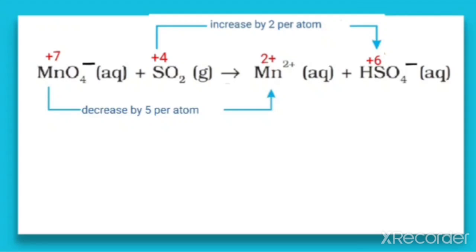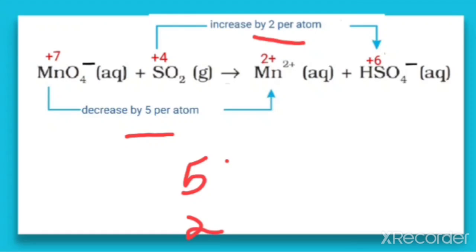Next, in the third step, you have to identify how much is the decrease and increase, that is per atom. Now the fourth step is equalizing the decrease and increase by multiplying with a suitable number. That is important here. Here there is a decrease by 5, here there is an increase by 2. That means one number is 5, the other number is 2. How can we equalize this? We have to multiply with a suitable number so that we can equalize the increase and decrease.